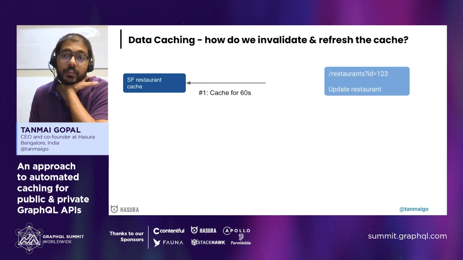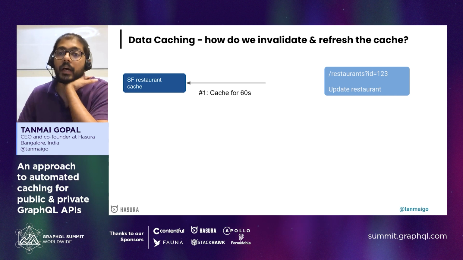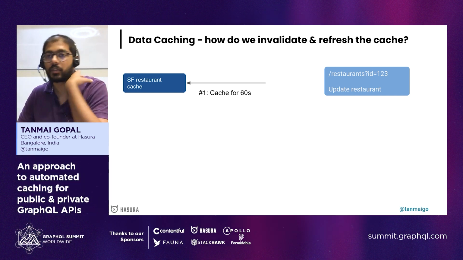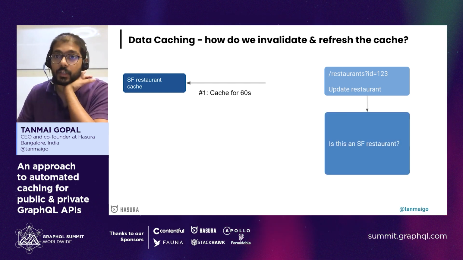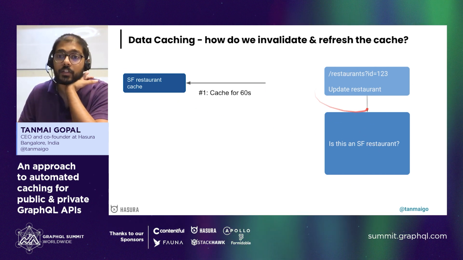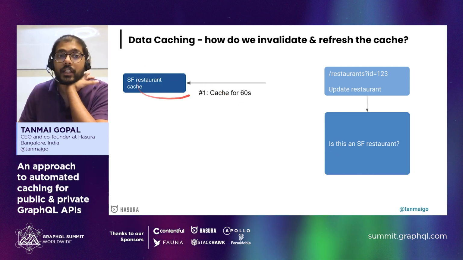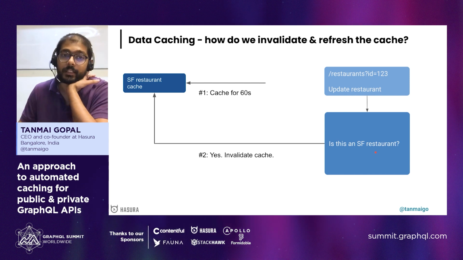The other is kind of a more significant problem, which is that you track all of these update events that are happening to the system. Let's say, for example, there's a restaurant update operation that happens on restaurant 1, 2, 3. You need to figure out if it is an update event that is going to impact your cache. So is this restaurant also an SF restaurant? Is it going to impact this cache that I was using for the restaurant query? And if it is, what you do is you then go and invalidate the cache.